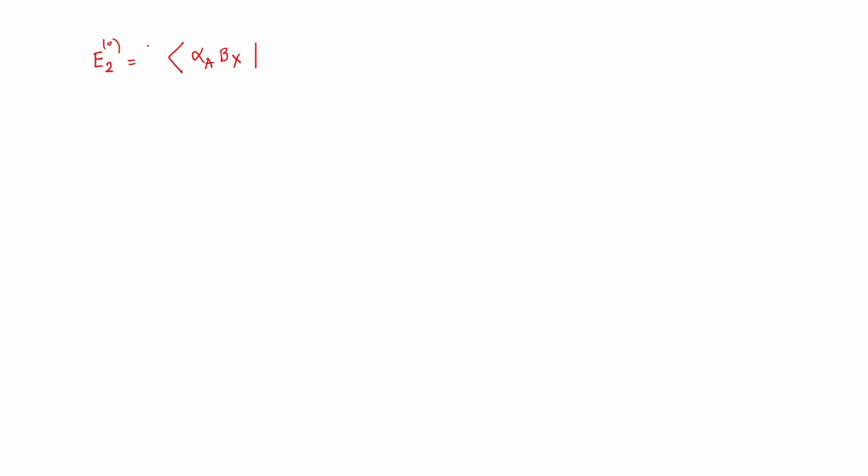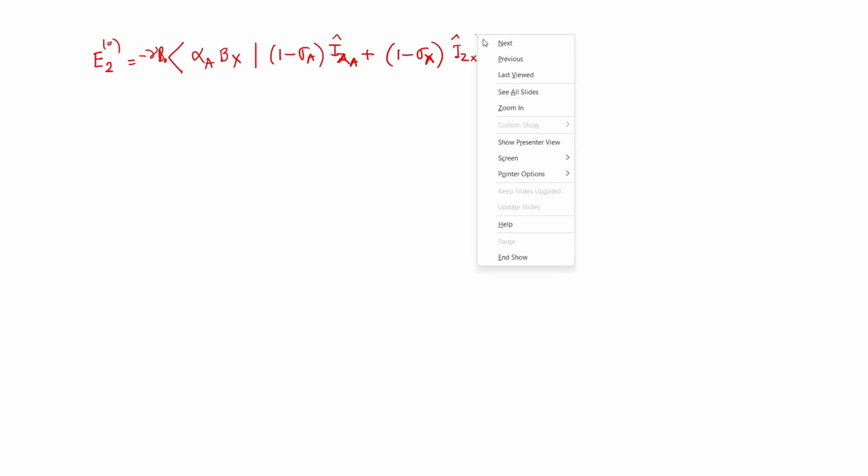Then outside there was minus gamma B naught, and inside there is 1 minus sigma A I_zA, or IAZ, however you want to write, 1 minus sigma x I_z of x, and there is alpha A beta x, right?